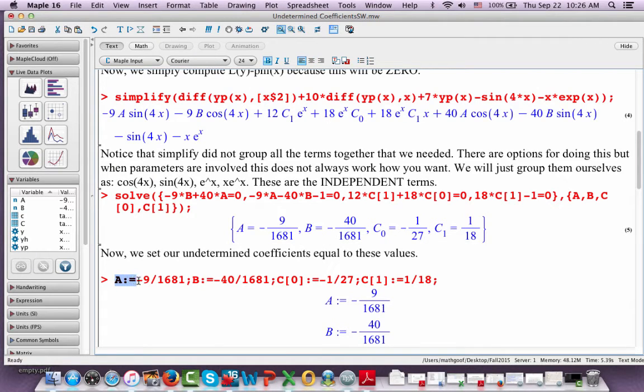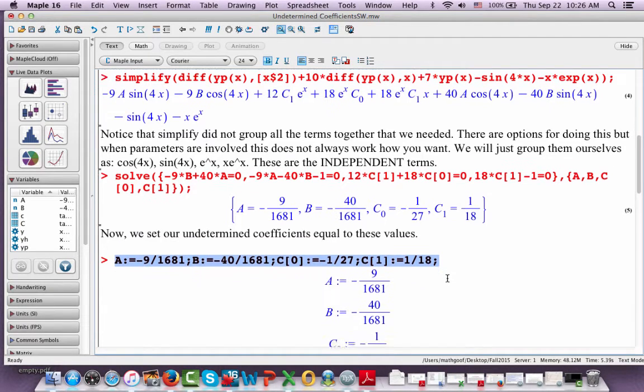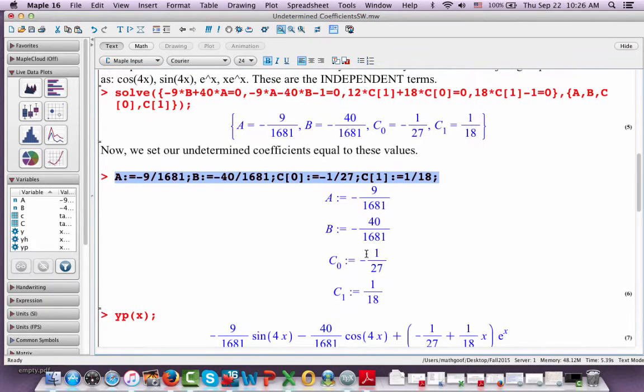I'm going to define A to be that number that I see up here. And then I have to use a semicolon to separate commands in Maple. When you finish a math command, semicolon is what ends that. And then I define B to be the number I see, and then I define C0 to be the number I see, and I define C1 to be the number I see. And now once I hit enter on this, these symbols that we introduced are assigned those values.